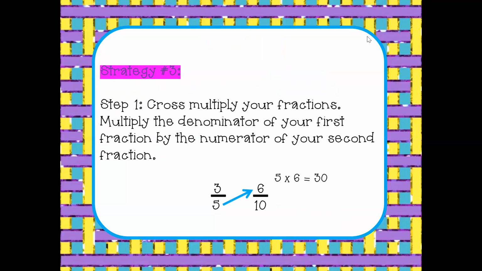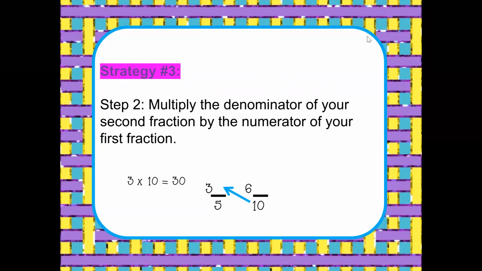All right, strategy 3 with Miss Dora. Strategy 3 is to cross multiply your fractions. First step, multiply the denominator of your first fraction by the numerator of our second fraction. Here, our first fraction is 3/5. Our second fraction is 6/10. The denominator of our first fraction is 5, and the numerator in our second fraction is 6. So we will multiply 5 times 6, which is 30.